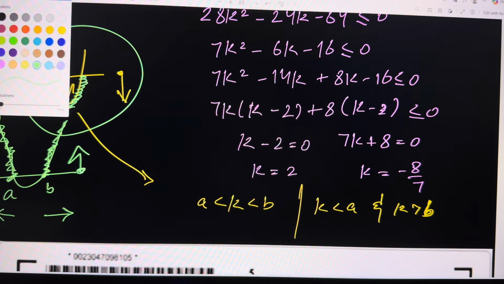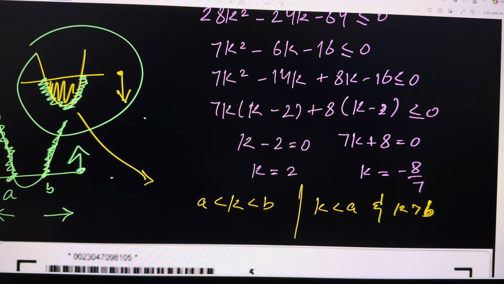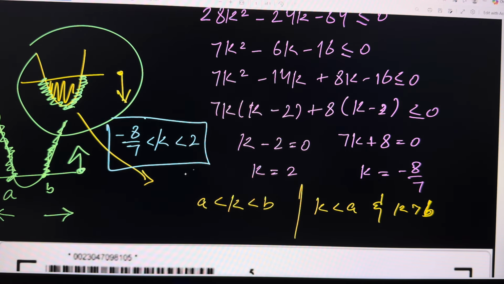So here in this case, the answer will be k is between these two. K is greater than the smaller value, and it's less than the bigger value, so this is our answer. Sorry, I forgot the equal sign. This is the important thing because it's less than or equal to here. So this is our answer.